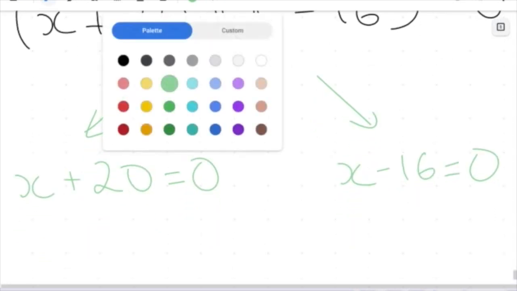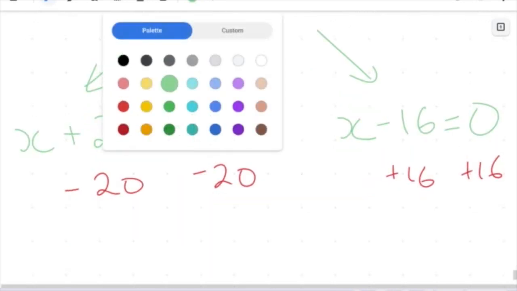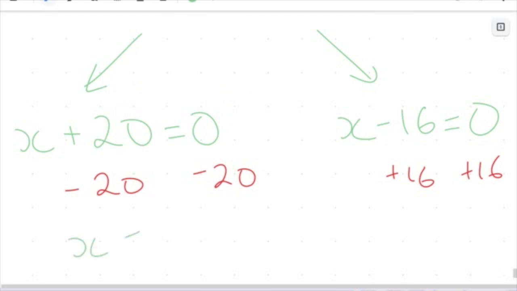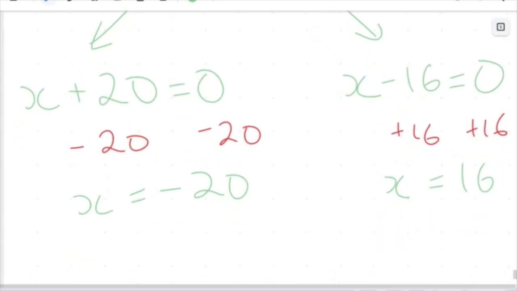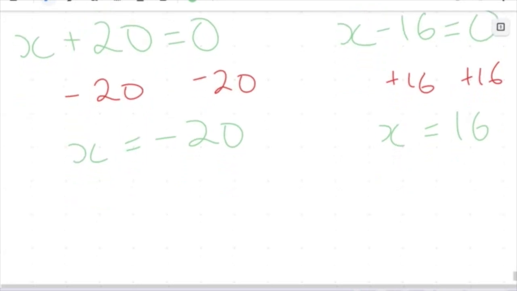Okay, finally, we are going to solve these equations. So I'm subtracting 20 from both sides here. I'm adding 16 to both sides here. I wind up with x equals negative 20 and x equals positive 16. Okay, now here, if you guys are thinking through the context of the question, this is a measurement question, you may be surprised to see that there are actually two solutions. But one of these solutions is going to be wrong. Let's find out which one.